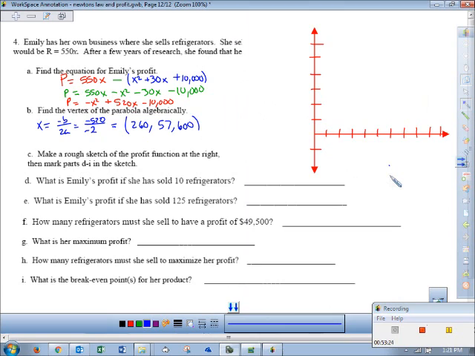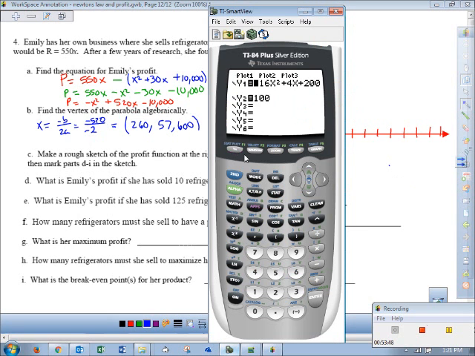So I want you to think about this. How long would it have taken you to find the right window if you didn't find the vertex first? The maximum of that graph is at 57,600. How long would you hunt and hunt for that? Forever. You'd probably never find it. You know what I mean? It keeps going up and up. Find the vertex first. So let's punch this bad boy in and graph him.